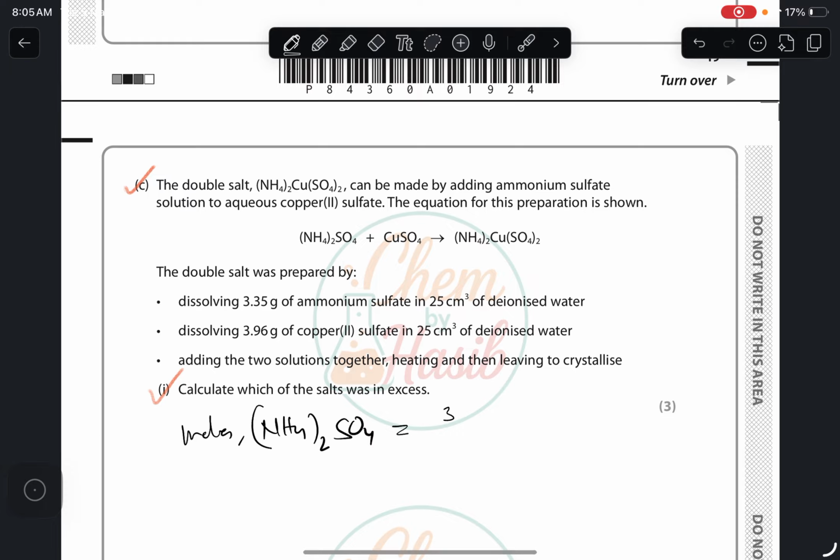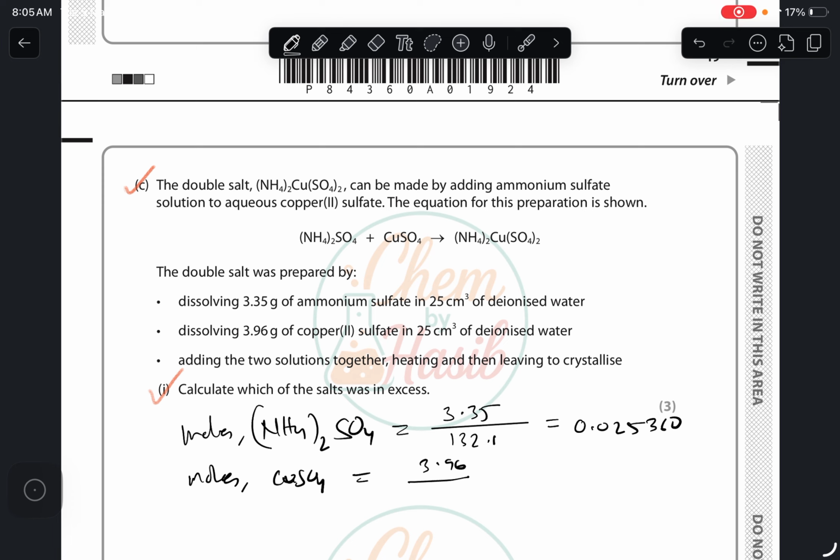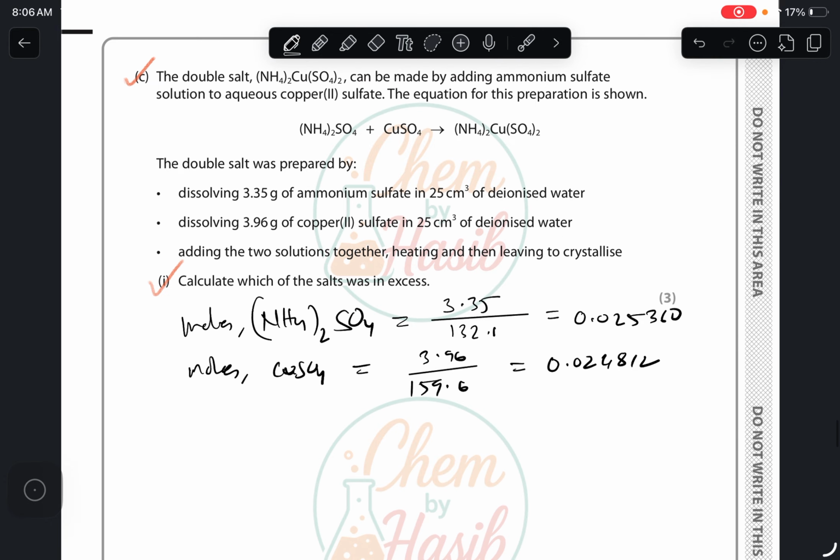Ammonium sulfate will be 3.35 divided by the molar mass, 132.1, which equals 0.025360. Then you have to find the number of moles of copper sulfate. Copper sulfate has a mass of 3.96. You divide it by the molar mass of copper sulfate, which is 159.6, and it is found to be 0.024812. All right.